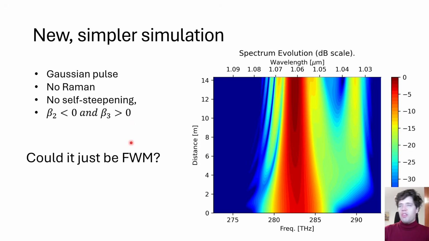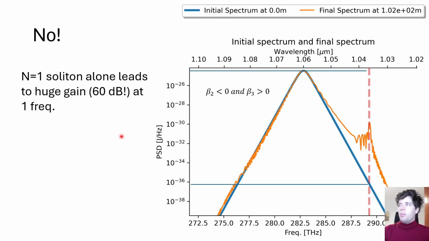So could this just be four-wave mixing? Well, it turns out the answer is no, because if we launch a fundamental soliton into one of these media with a negative value of beta 2 and a positive value of beta 3, we see a huge amount of gain happening here at a very narrow range of frequencies. In fact, this particular one here seems to experience around 60 decibels of gain compared to where it starts down here.